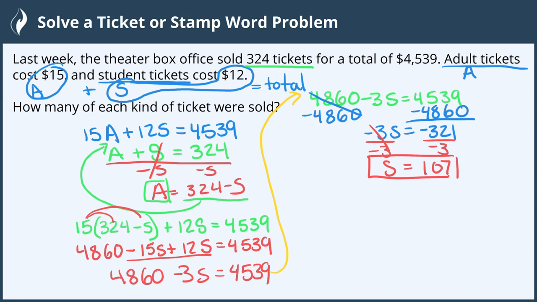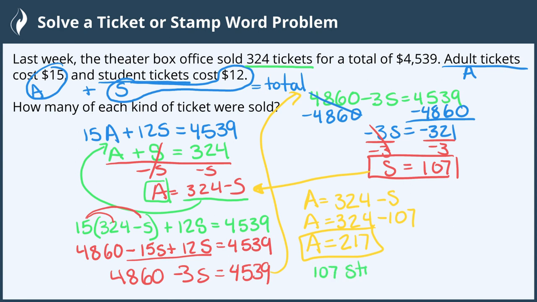Now we need to find the number of adult tickets, and we can do that by substituting 107 for S in either of our original equations. However, we went to a lot of work to solve this one for A, so let's go ahead and use that. A equals 324 minus S, and we'll substitute 107 in, so we get 324 minus 107, so the number of adult tickets is 217.